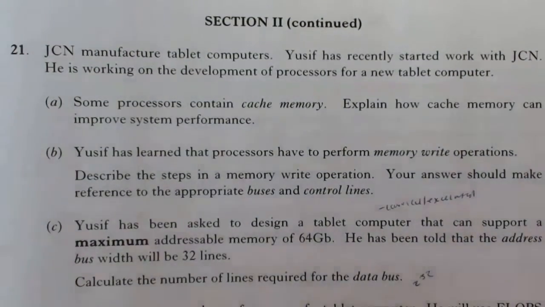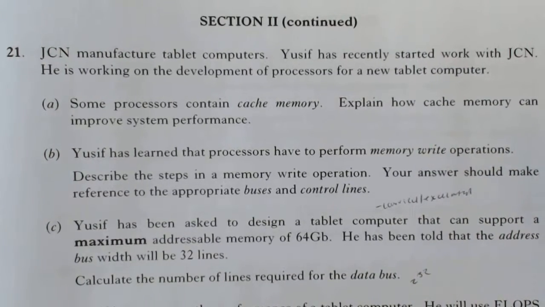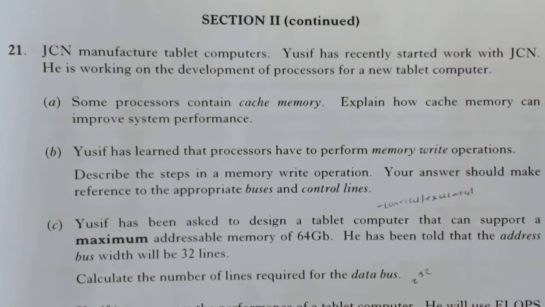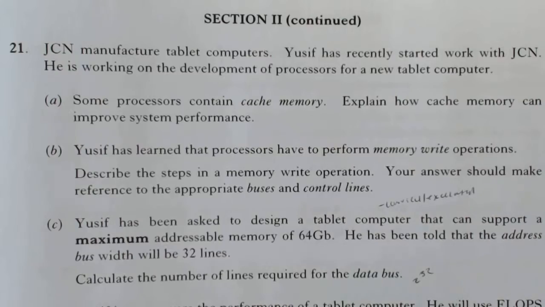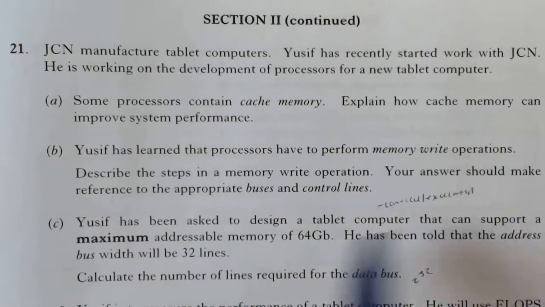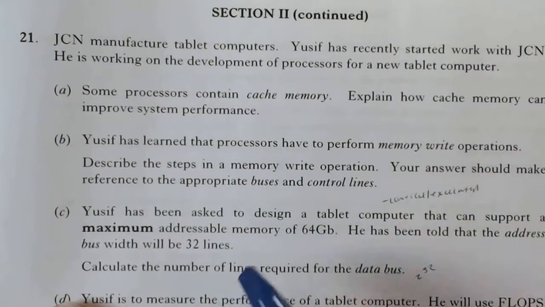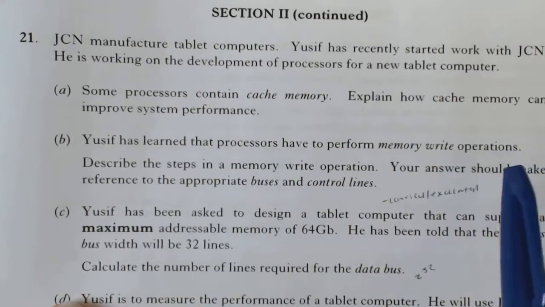Hey, question 21. It's talking about how some processors contain cache memory. Explain why cache memory can improve the performance. So again, cache memory is really fast accessing memory, very close to the processor, if not on the processor. It's good for holding frequently used instructions, which speeds up the fetch execute cycle. If you've got instructions that you're frequently using, it's a lot faster accessing them in cache than having to go back to the main memory.